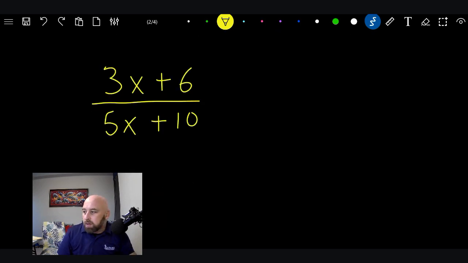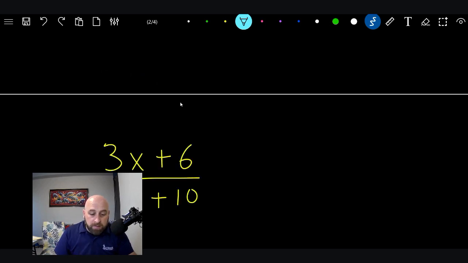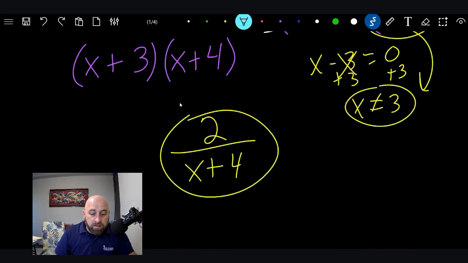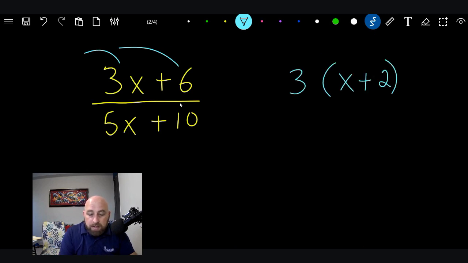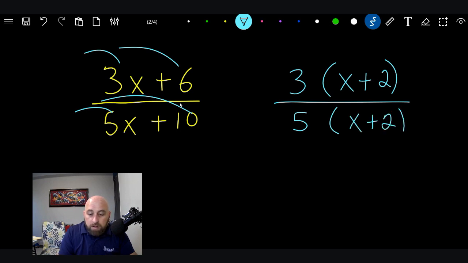All right, next one. And if you're following along in your book, this is on page 410. Page 410. All right, so let's go back up to the steps. What's step number 1? Factor the numerator and the denominator. Okay, well, again, on the top, all we could do is factor out a common 3, and we get x plus 2 on top. All we can do here on the bottom is factor out a common 5, and we end up with x plus 2. Okay, cool.